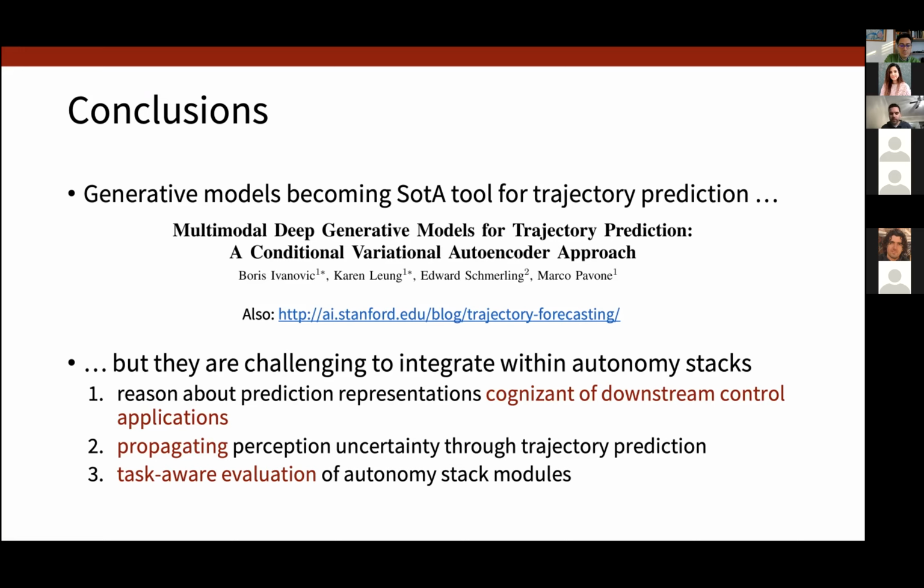And towards this end, this is actually what we touched upon in this talk, where in our lab at Stanford, and also at NVIDIA, we're reasoning about prediction representations that are cognizant of downstream control applications. We are reasoning about how to propagate perception uncertainty through trajectory prediction to planning in order to make more informed decisions. And then finally, we're studying how to evaluate autonomy stack modules in a task-aware fashion, so that we're able to enable researchers to still work on modules independently if they want, but have a sense of what their downstream performance might be like.